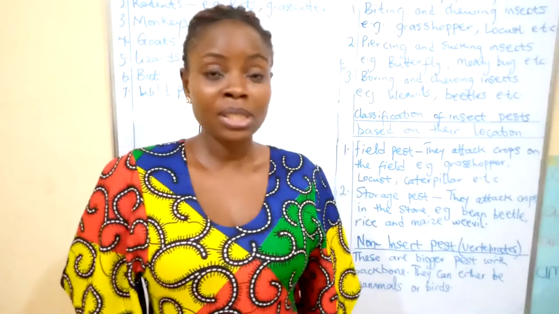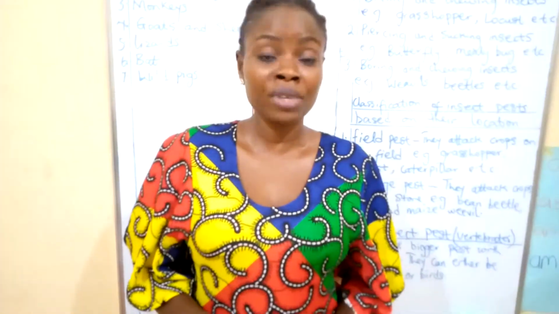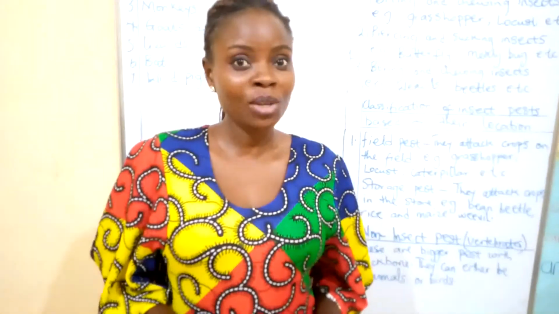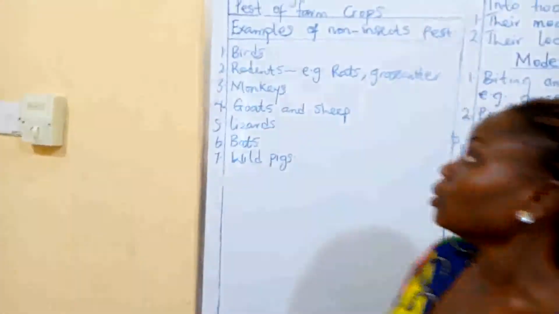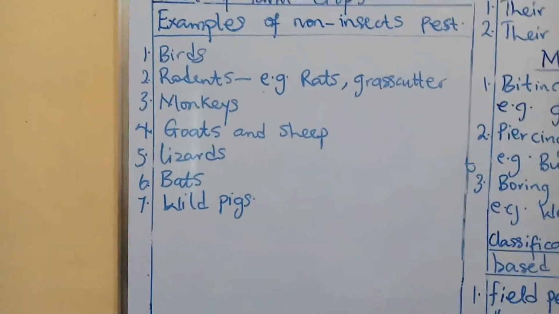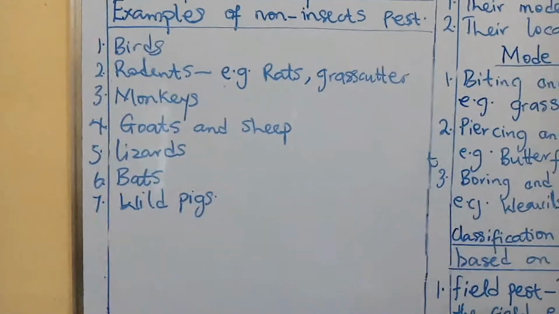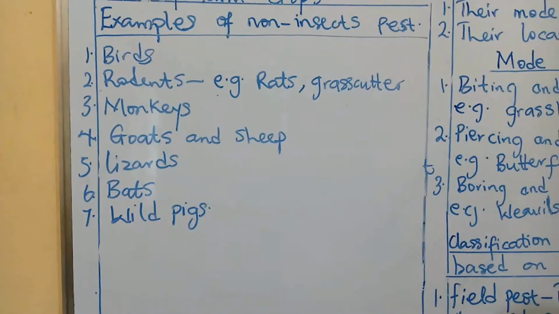Remember, we're talking about examples of non-insect pests, and I told you that these ones are vertebrates, animals with backbones. Examples: number 1, we have the birds. They have different species of birds. These ones attack our farm, especially a farm where you've planted your greens. They are very, very good at destroying it.